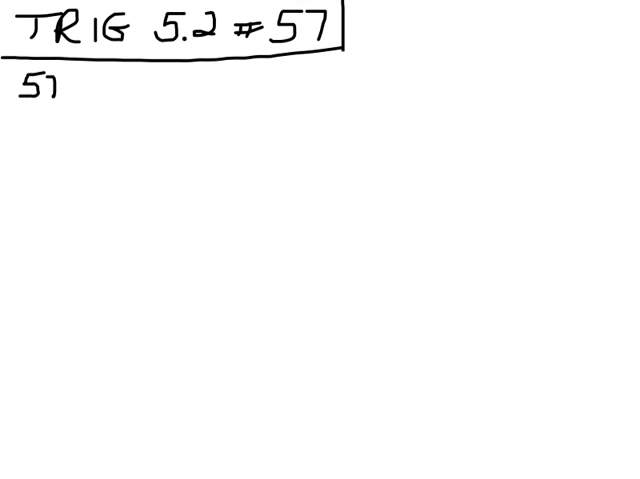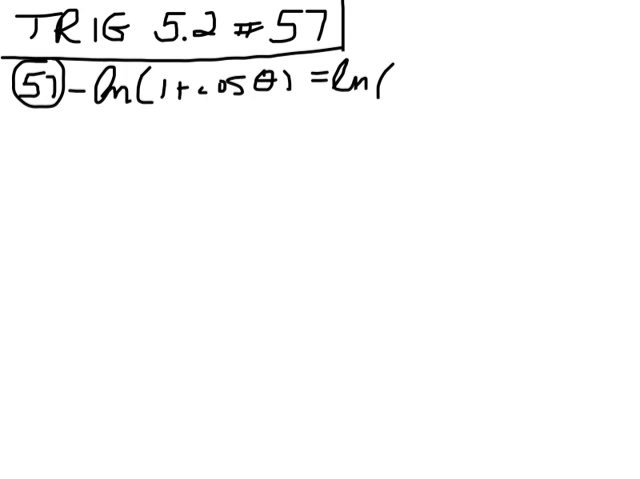On 57, the problem was we were supposed to take negative ln of 1 plus cosine theta, and they wanted us to show that it was equal to a big long expression. The long expression was on the right side, and I had the brainy idea, which turned out to be not so brainy, to start with the more complicated side and turn it into the easier side, which did not go well. And when I looked at the book, they did not do what I did.